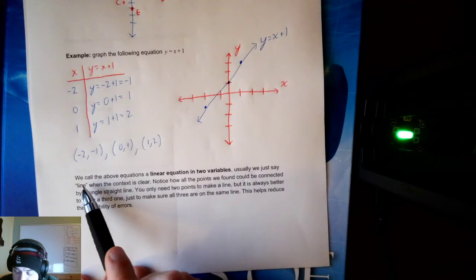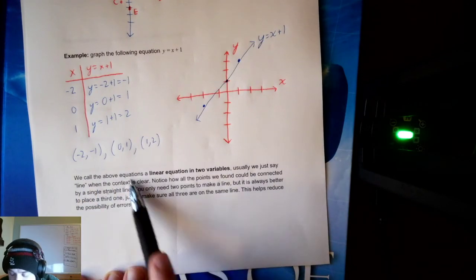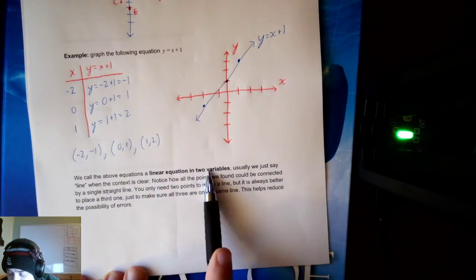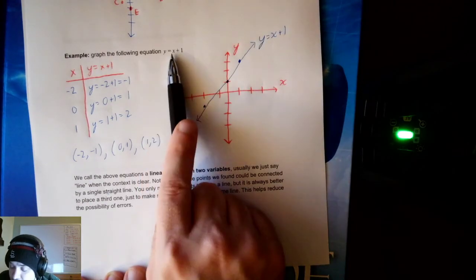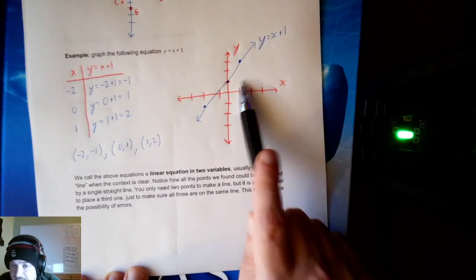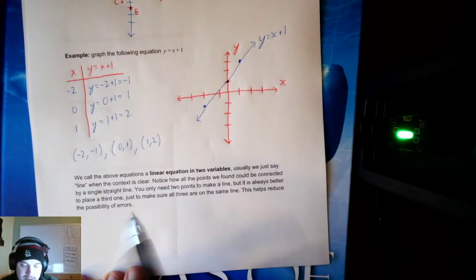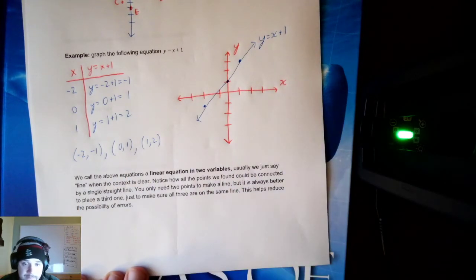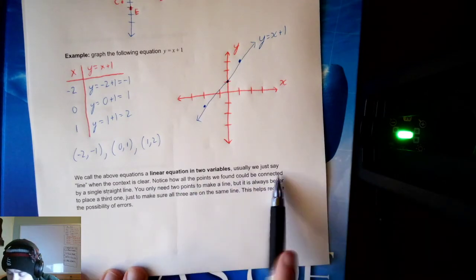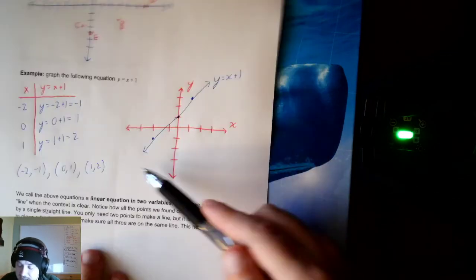Now, I've been using the phrases. Let's look what we have here. We call the above equations a linear equation in 2 variables. It's an equation, it had 2 variables, and it was linear because it drew a line, right? Usually we just say line when the context is clear. We just call them lines. I'm graphing a line. Notice how all the points we found can be connected by a single straight line, right?